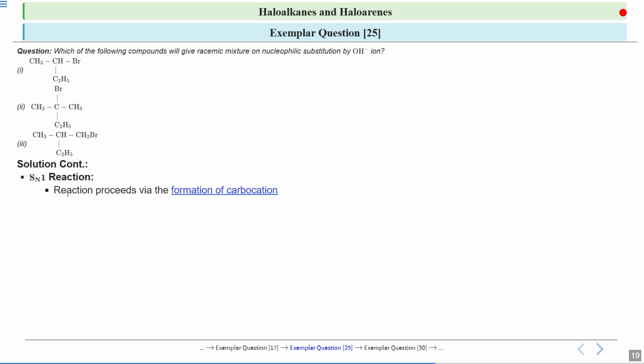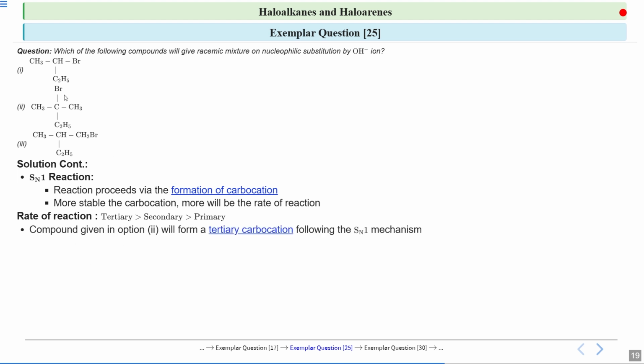So in the SN1 reaction, the reaction will proceed via formation of carbocation, right? Because the first step includes the formation of carbocation. The second step includes the attack of nucleophile on the carbocation. So here in the SN1 reaction, stability of the carbocation is the key factor. The more stable the carbocation, the more the rate of your reaction. So rate of reaction is highest for tertiary alkyl halide, because it will provide a tertiary carbocation which is most stable. Then secondary alkyl halide, and the least reaction rate is for primary alkyl halide, because it will give a primary carbocation which is least stable.